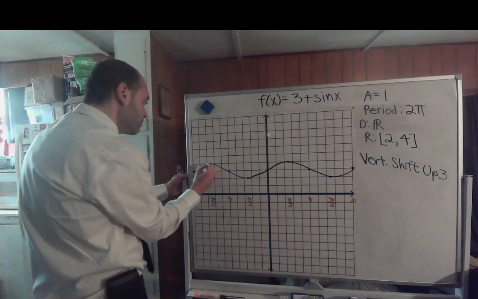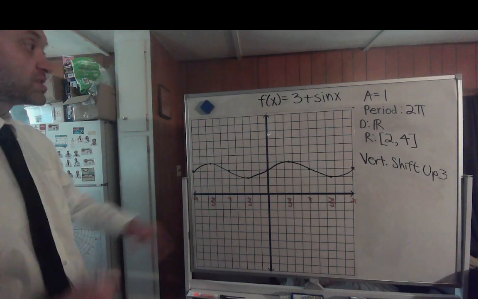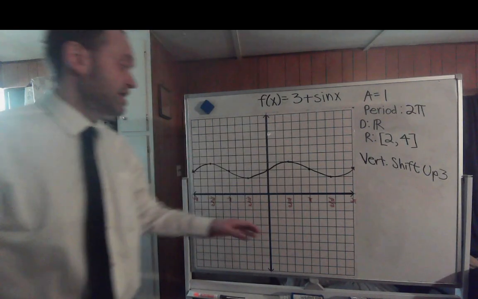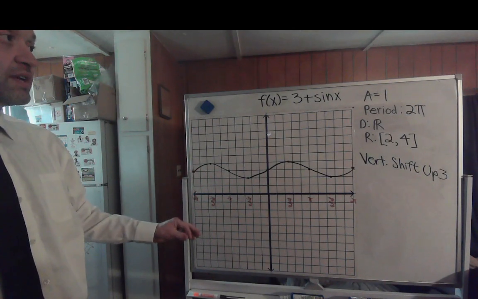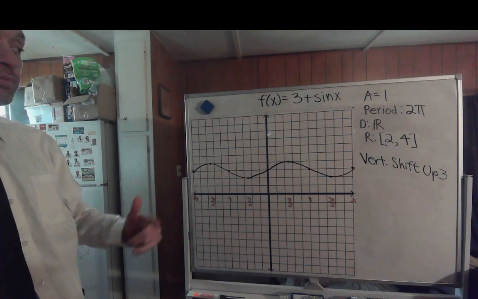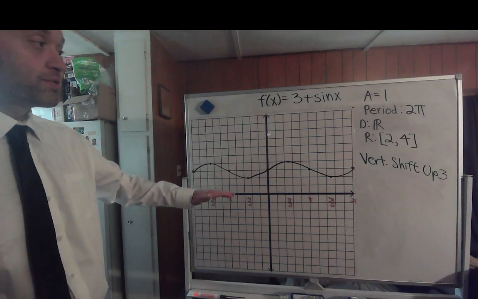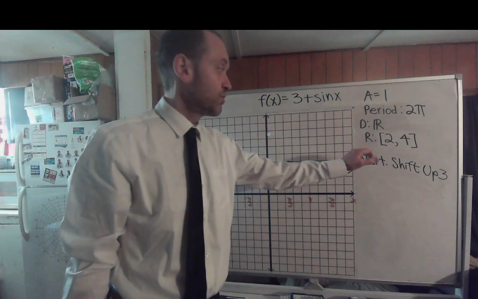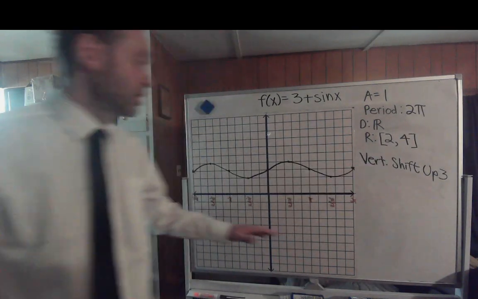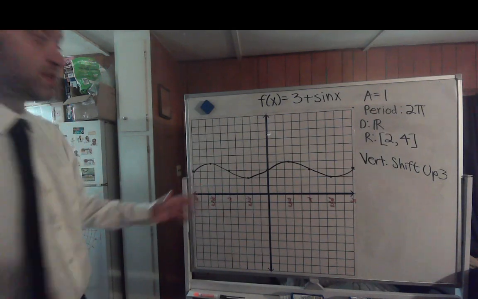with a vertical shift up 3. So there is the graph of 3 plus sine of x. Everything, like your domain, has stayed the same, your period's still the same, your amplitude's the same, but you vertically shifted everything up 3, so that means your range becomes from 2 to 4. So there's everything vertically shifted up 3.